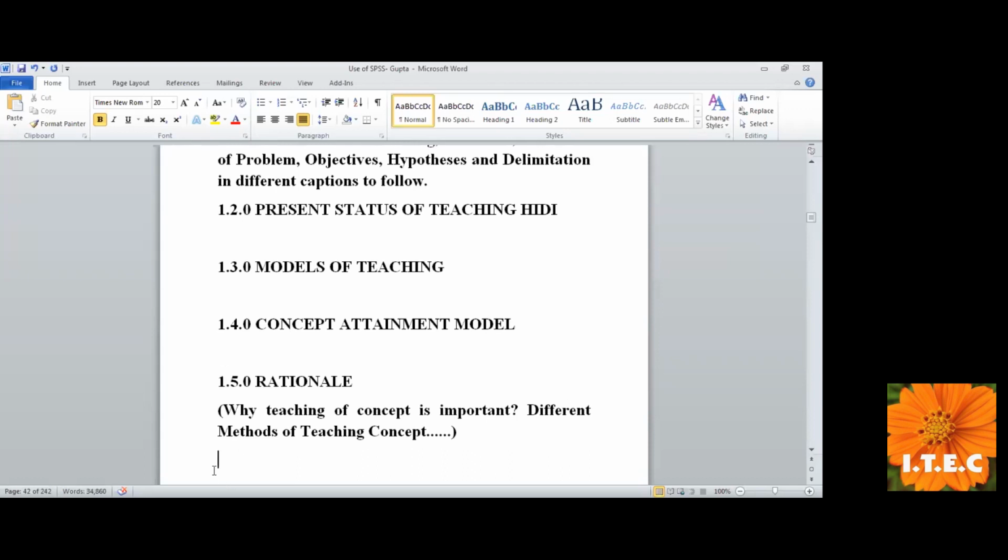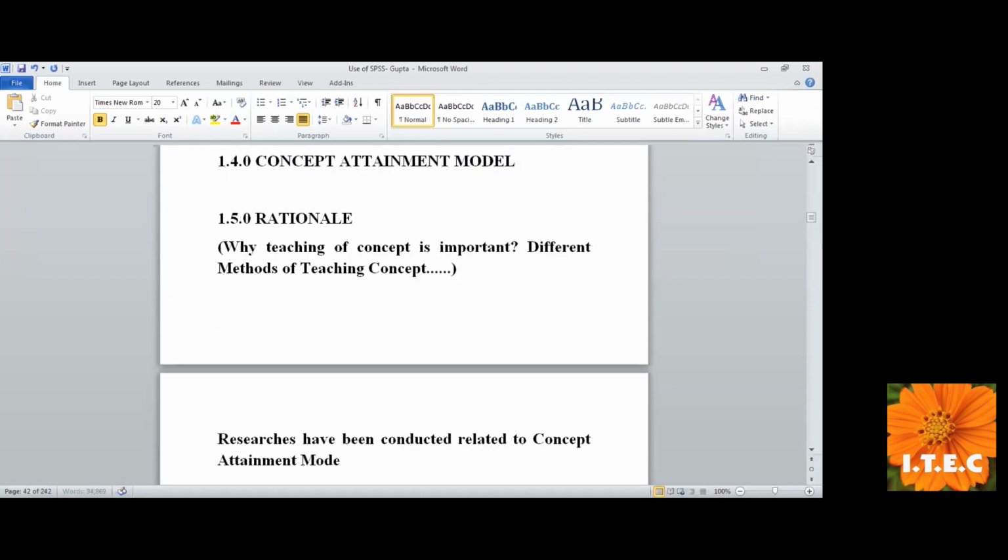So now I was talking about here that from the second chapter, you can take the gist and you can see that researches have been conducted related to concept attainment model. And then you say Sharma, 2000.